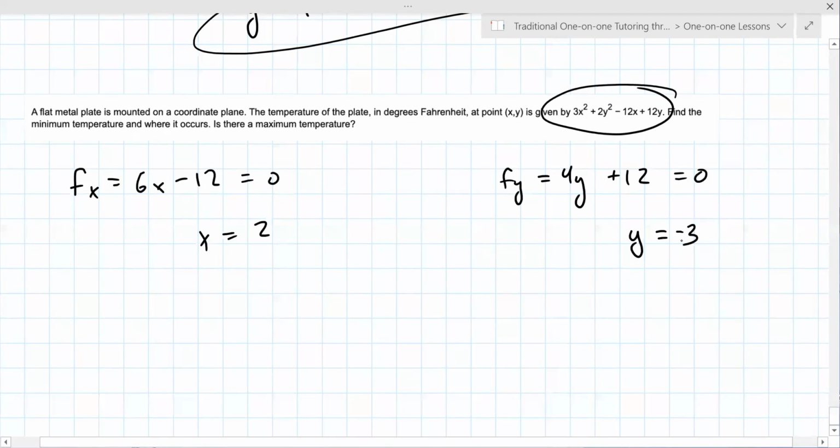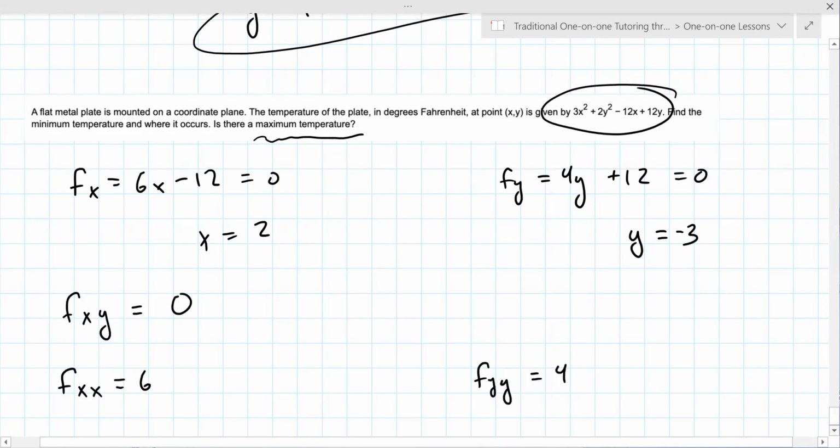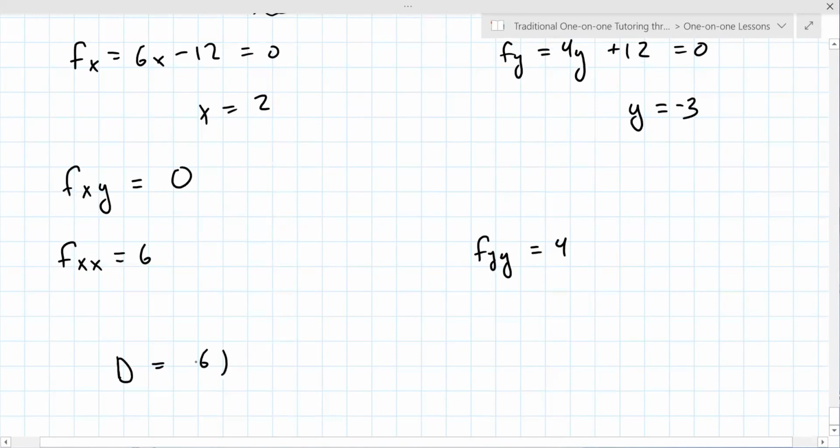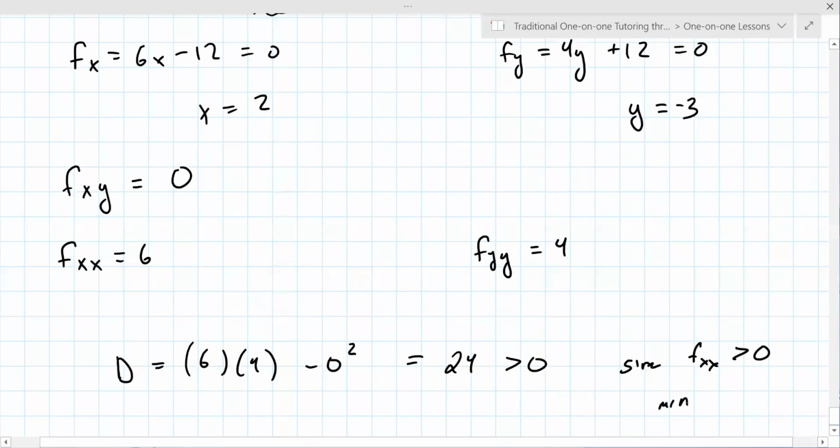Now, is there a maximum temperature? Since they're asking, we actually do have to go find Fxy, which is 0. Fxx, which is 6. Fyy, which is 4. D though is nice. It's 6 times 4 minus 0 squared. So it's 24. It's greater than 0. Now it's a min if this is positive. So since Fxx is greater than 0, I believe you look back in your notes, it's a min. So it's a min at 2, -3.